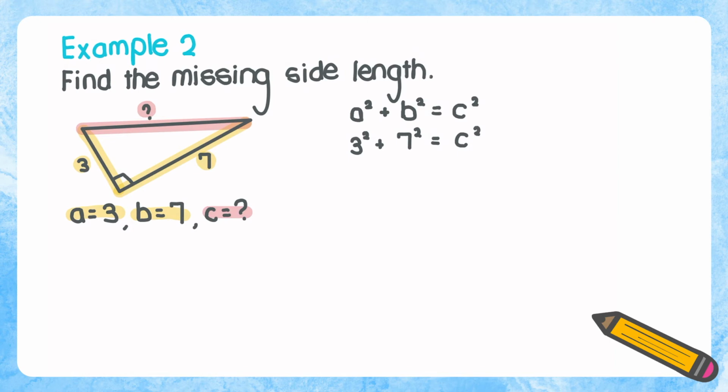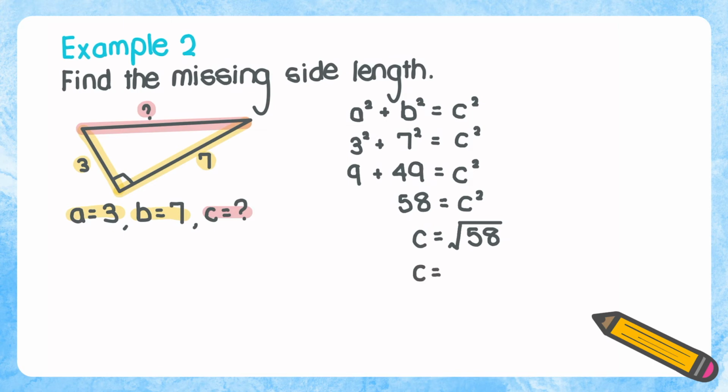3 squared equals 9, and 7 squared equals 49, equals c squared, and 9 plus 49 is 58, so we have 58 equals c squared. Let's take the square root of both sides, so we have c equals the square root of 58. This is our exact answer, but let's find the approximate answer as well using our calculators.